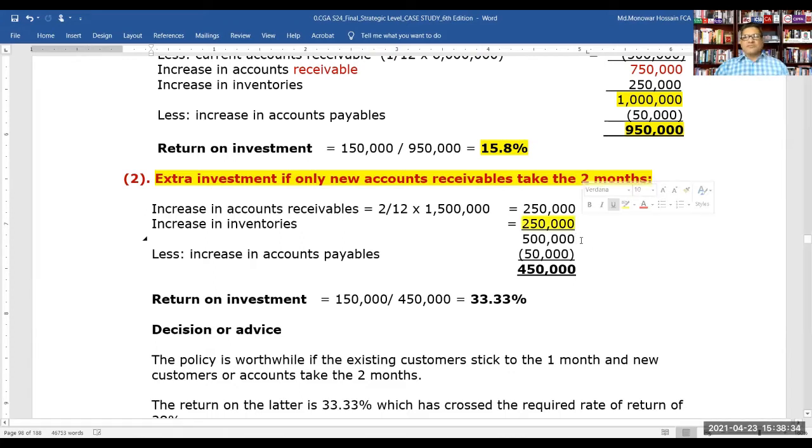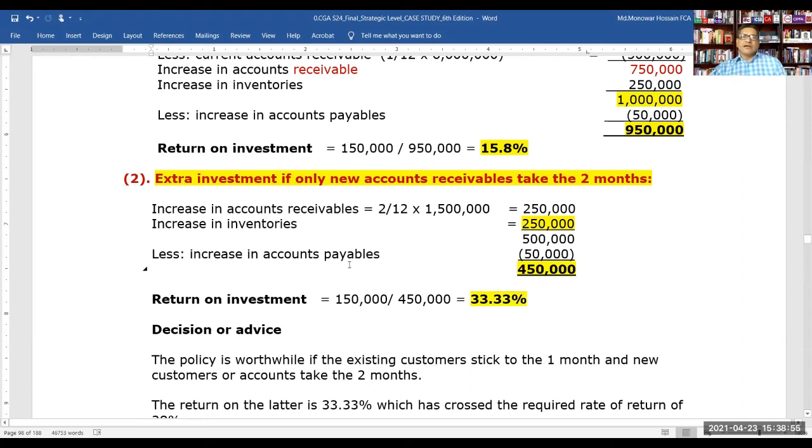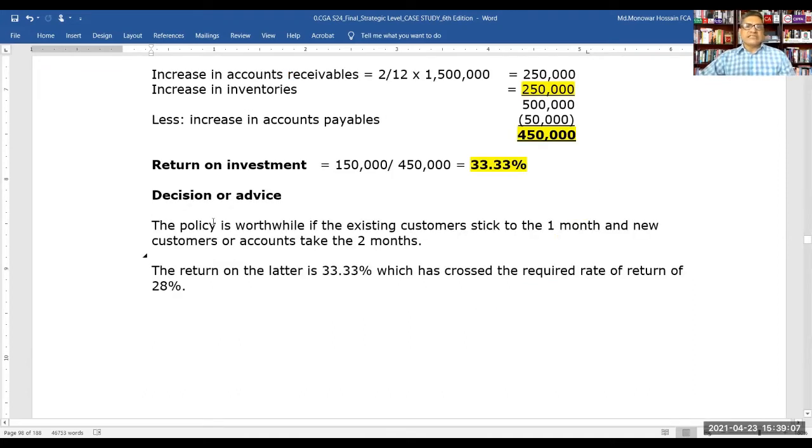So here the total is 5 lakh, and within this 5 lakh, if we decrease our payable, then we'll get 450,000. So the return on investment here is 33.33%. So here partially the new policy is taken, and partially, that means existing customers, they remain within the previous credit policy of 1 month. So what would be the decision? Here is the decision. Write this decision to your CFO.